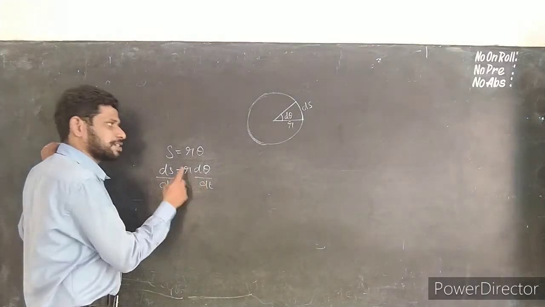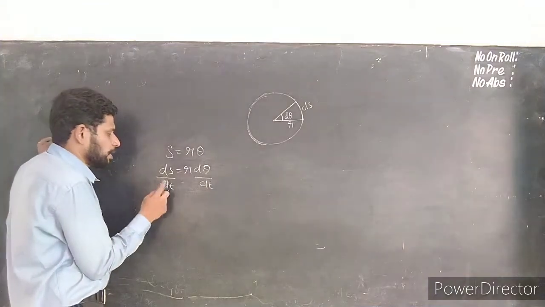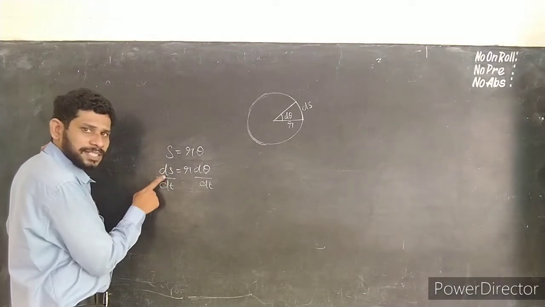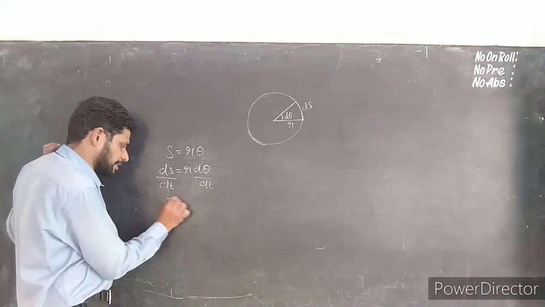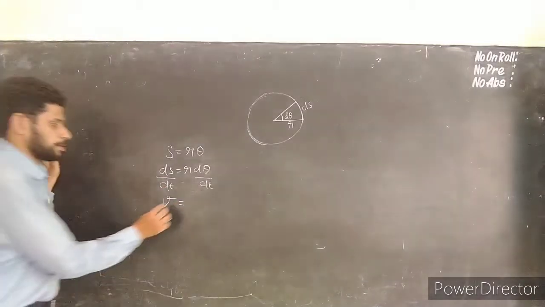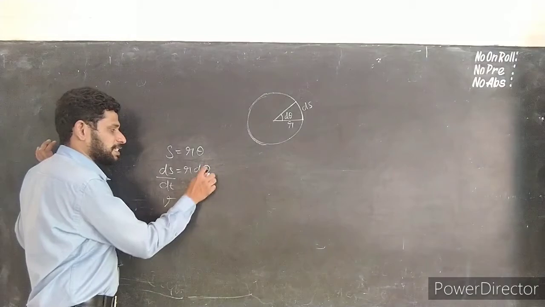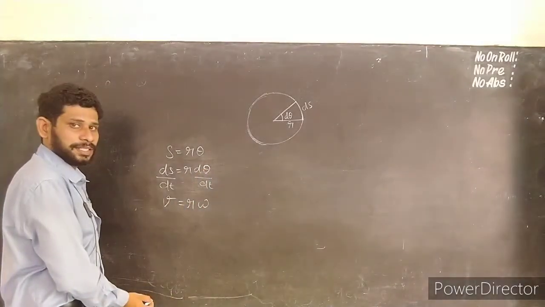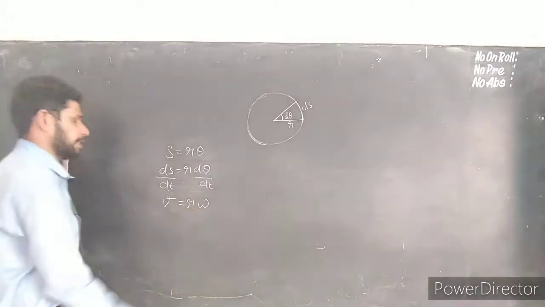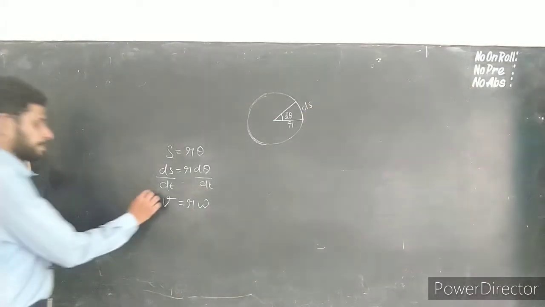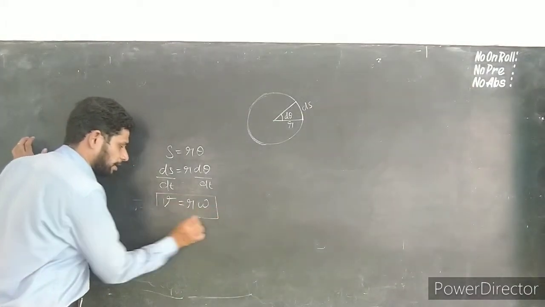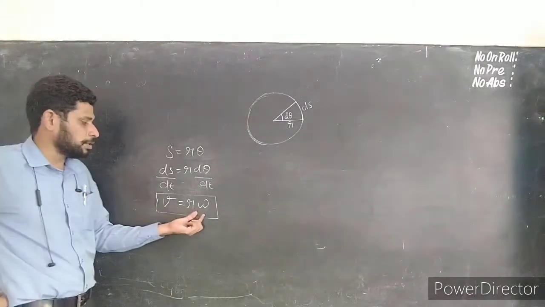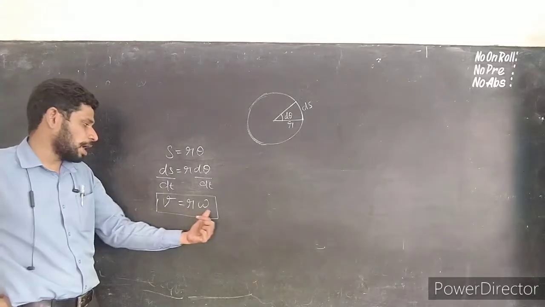The r is a constant because the radius will never change. The rate of change of displacement is your linear velocity, and the rate of change of angular displacement is your angular velocity. So the relation between linear velocity and angular velocity is v equals r omega.